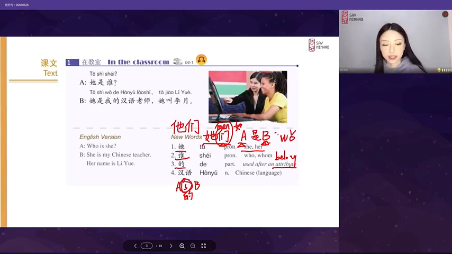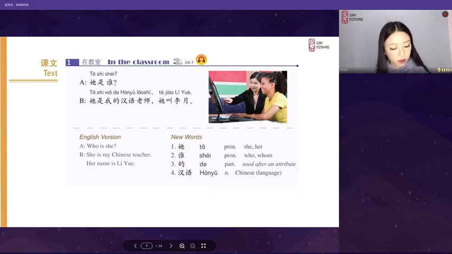Okay, now let's move on to the last new word for text one, which is 汉语. 汉, 语, 汉语. Read after me please, 汉语, 汉语, it means Chinese, and it is the language, not Chinese people, okay, Chinese language. Okay, now let's try to read it from the start, each word twice. 3, 2, 1. 他, 他, 谁, 谁, 的, 的, 汉语, 汉语. Very good.